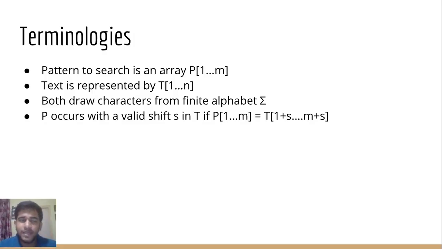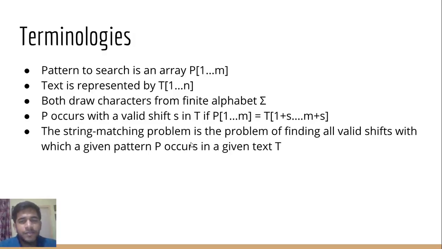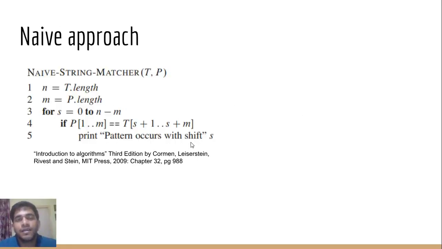We say that P occurs with a valid shift S in T if the pattern is equal to the text shifted with S characters. So let's say the value of the pattern was ABC and the text was DABC. So for S equal to 1, this would be a valid shift. The string matching problem is the problem of finding all valid shifts in which a given pattern P occurs in a given text T. As simple as that.